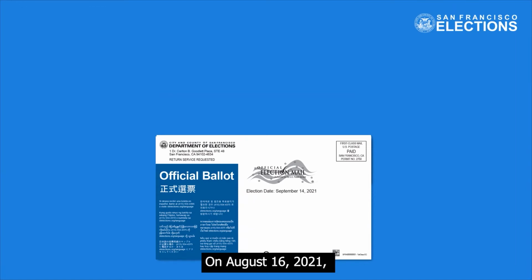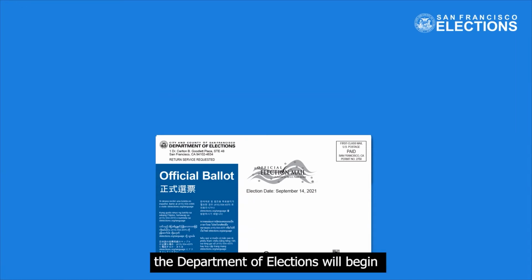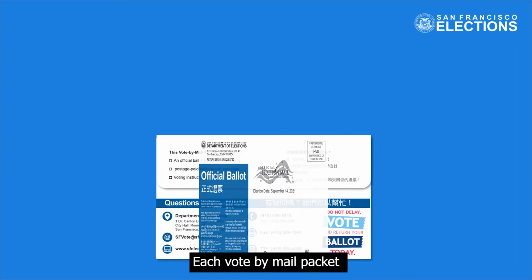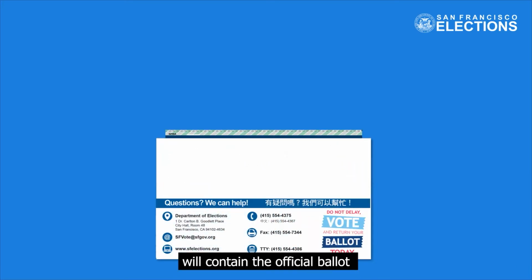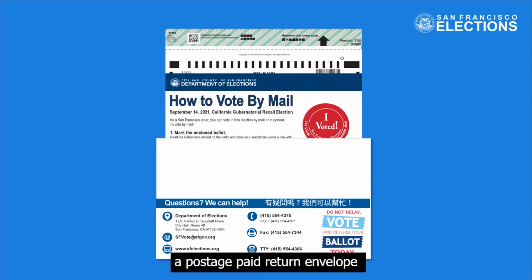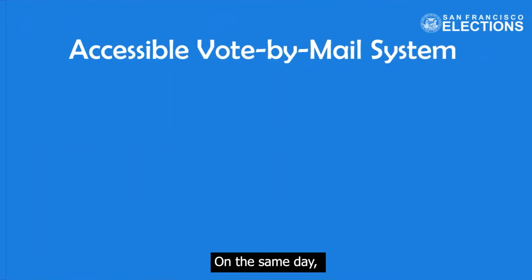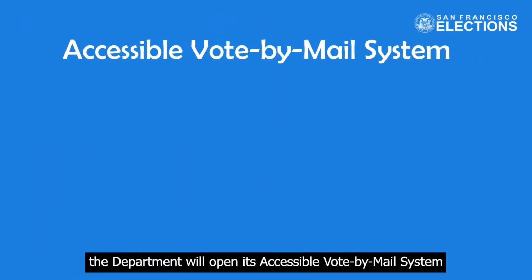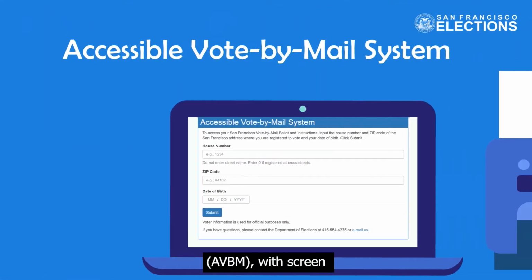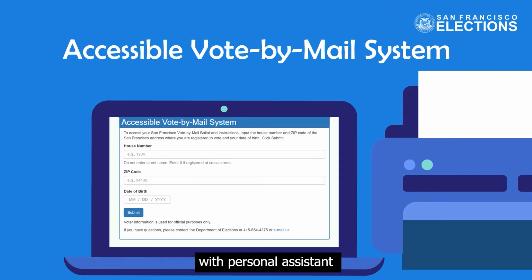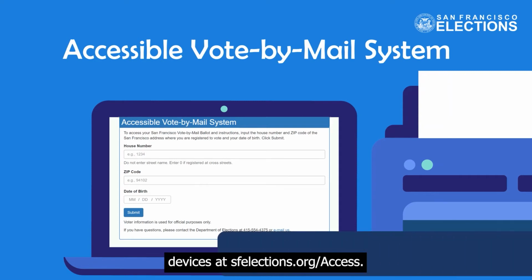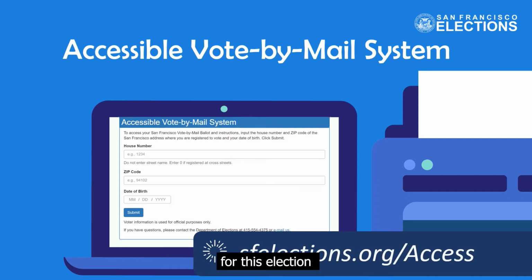On August 16, 2021, the Department of Elections will begin sending vote-by-mail packets to all locally registered voters. Each vote-by-mail packet will contain the official ballot, an instructional insert, a postage-paid return envelope, and an I voted sticker. On the same day, the department will open its accessible vote-by-mail system, AVBM, with screen-readable ballots compatible with personal assistive devices at sfelections.org/access. For this election, the AVBM system will be open to all voters.